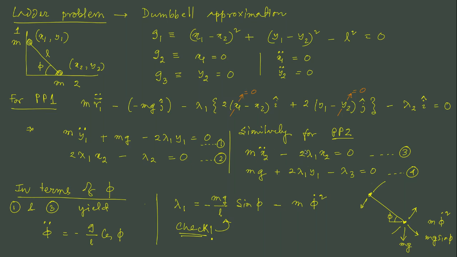Okay. Now, this constraint force along the rod and all, this is our third equation, and this fourth equation is again an algebraic relation between y1, lambda 3 and gravity.